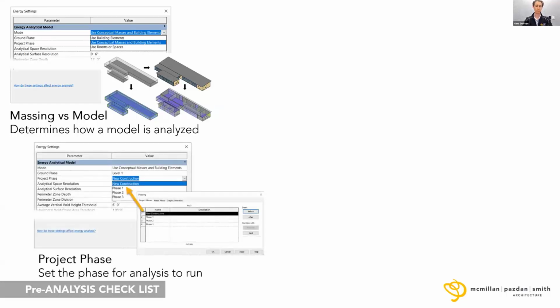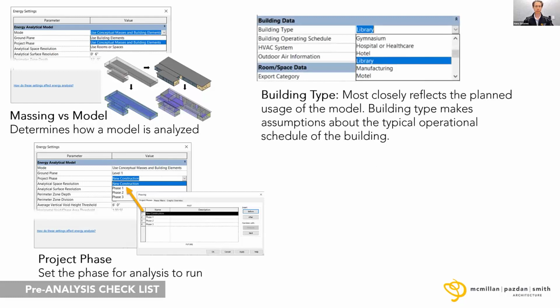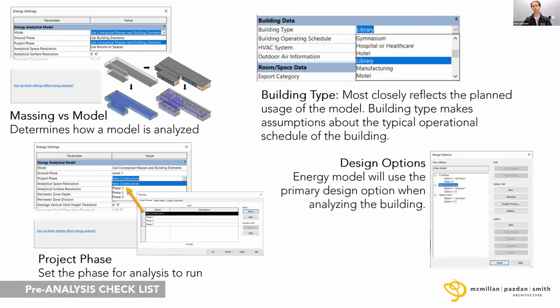Next is the project phase. If you have phasing in your project, make sure you have the correct phase set in your energy settings. Otherwise, you'll be running energy analysis on the incorrect phase and getting some odd results in your analysis. Next is the building type. Just set this to the primary building type, and it's going to take pre-assumptions of that selected type and plug that into your energy model. And then design options. Design options aren't always used, but when they are, make sure the primary design option is what the energy model will use when analyzing the building.